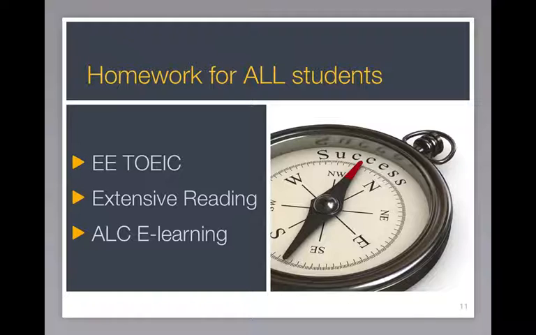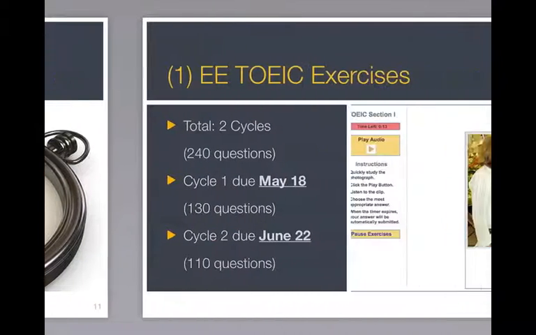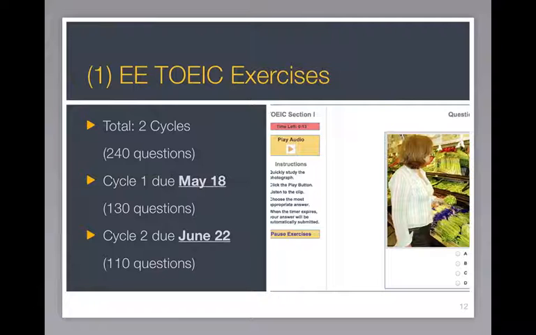There are 3 types of homework for all students taking English courses. All the homework is designed to help you improve general English skills and improve your TOEIC score. TOEIC is a special system that students use to practice for the TOEIC test. It's online, and you have to do 240 questions in the semester. Each set of questions is called a cycle.